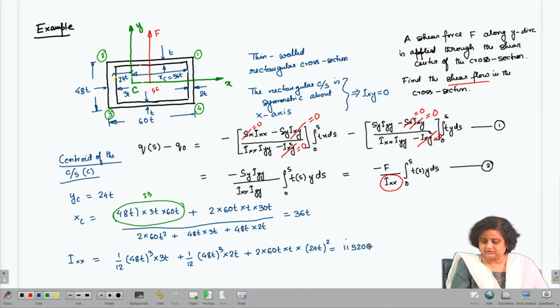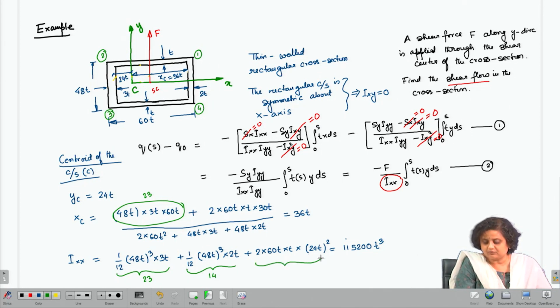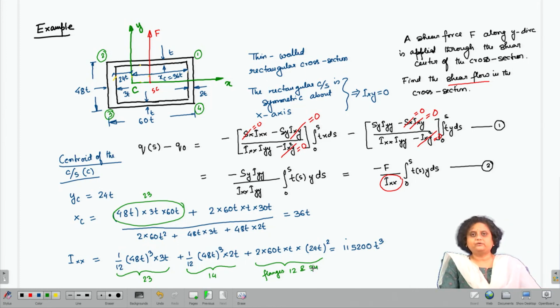So, this is for flange, this is for flange 2 3, this is for web 2 3, this is for web 1 4, and this is for flanges 1 2 and 3 4. So, 1 2 and 3 4 is going to contribute in this form, and the other two are going to be contributing for these two, and this is the final IXX for the cross section.